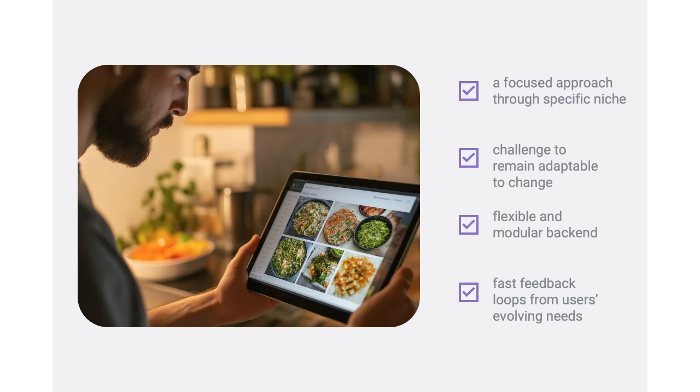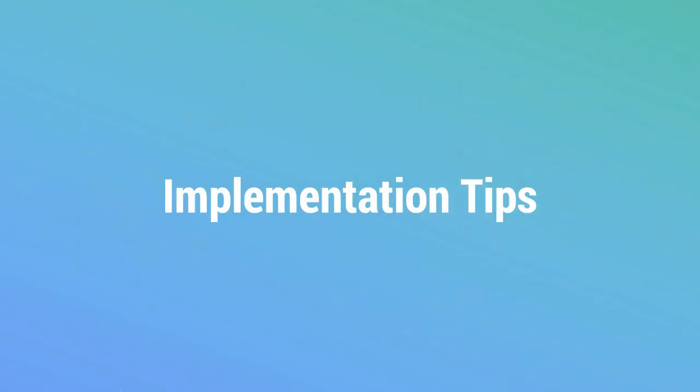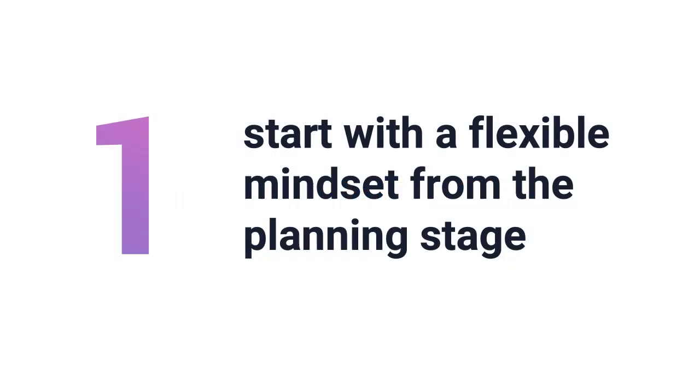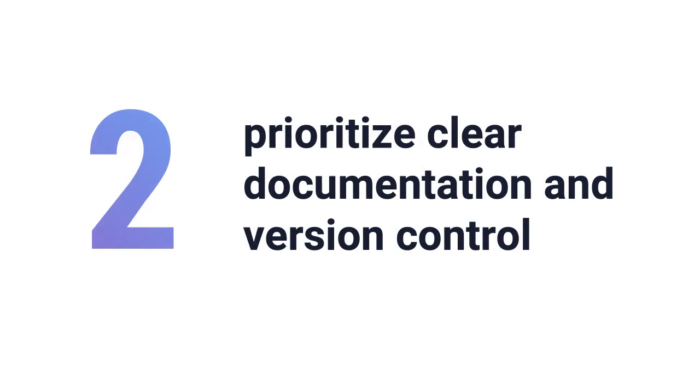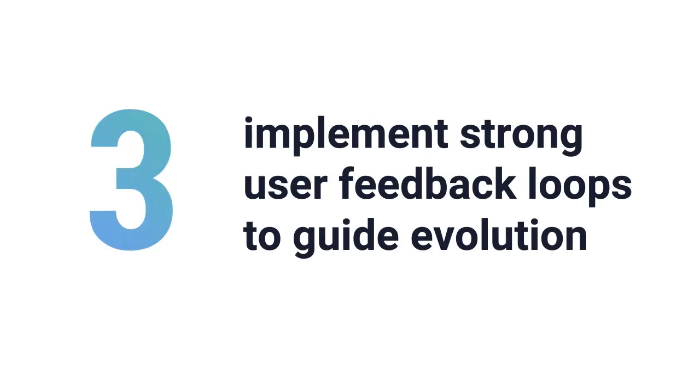As you start building flexibility into your Gen AI features and products, here are some tips to keep in mind. Start with a flexible mindset from the planning stage. It's much easier to build in flexibility from the beginning than to add it later. Prioritize clear documentation and version control. With a flexible system, you'll have more variations to keep track of. Implement strong user feedback loops to guide evolution. Your users are your best source of information on what's working and what isn't.